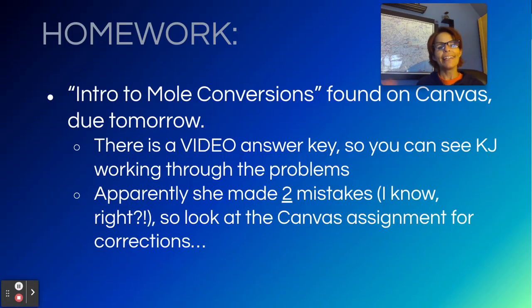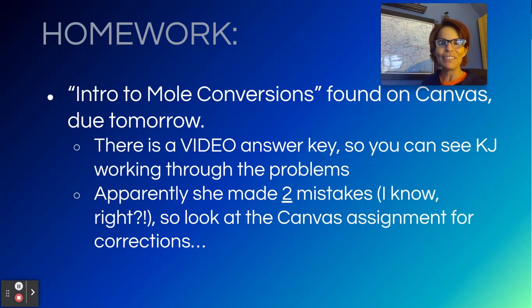All right, everybody, that is it. Tonight you have homework called Intro to Mole Conversions. It's found on Canvas and it's due tomorrow. There is a video answer key, so you can see me working through the problem. If you're fine with problem 1 and 2, but you need help with 3, skip ahead in the video so you can watch how to do problem number 3.